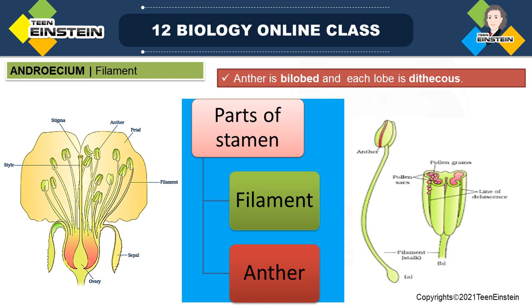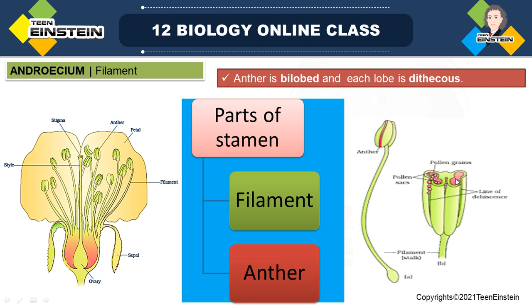And in a typical angiosperm, the anther is bilobed. Here you can see bilobed. Two lobes are present in the anther. And each lobe has two theca. Here you can see the anther is bilobed. This is one lobe and this is another lobe, the first lobe and the second lobe.